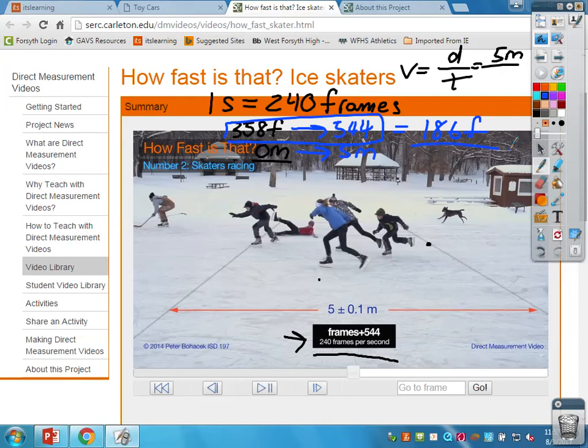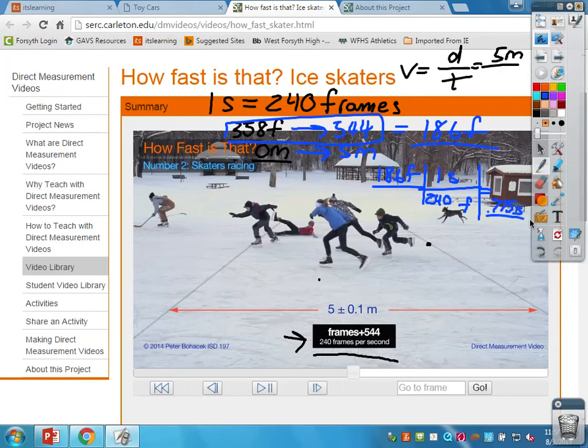Is that 186 seconds? Again, no. There's 240 frames per second, so I have to do a very quick dimensional analysis. 186 frames. Frames is on top, so I need it on the bottom: 240 frames in 1 second. So 186 divided by 240. This kid is pretty quick, going 5 meters in 0.775 seconds.